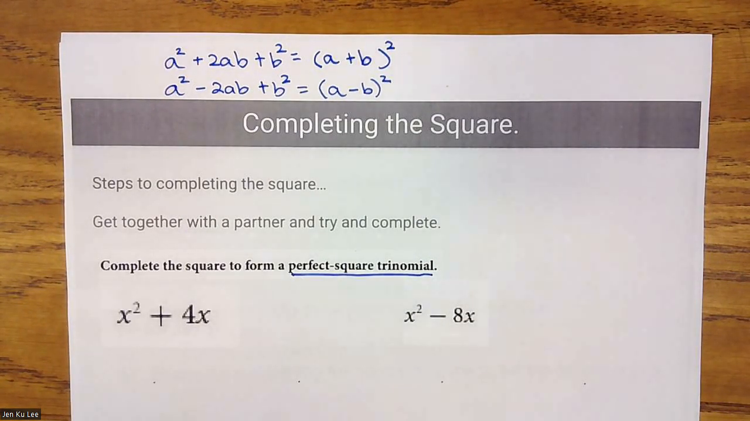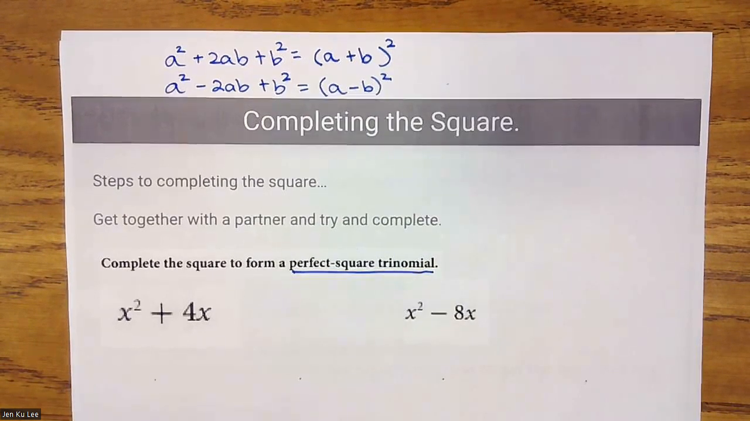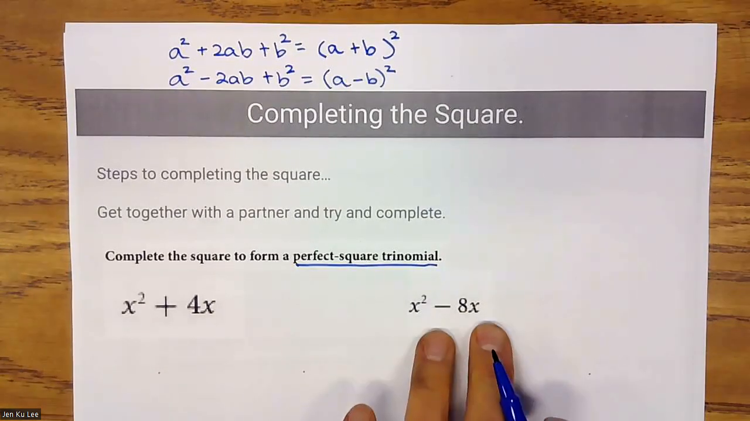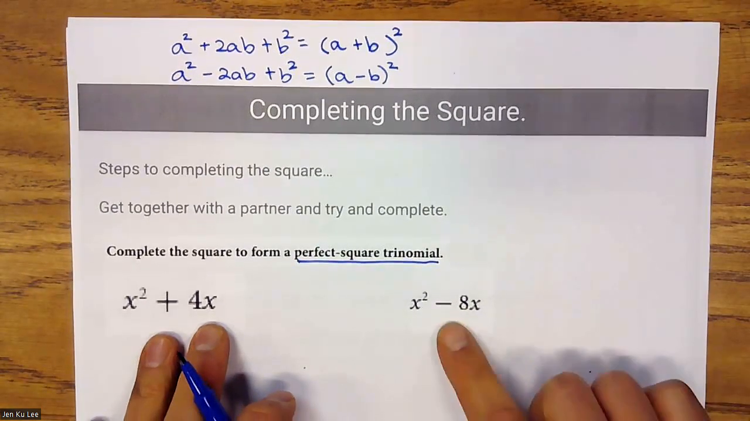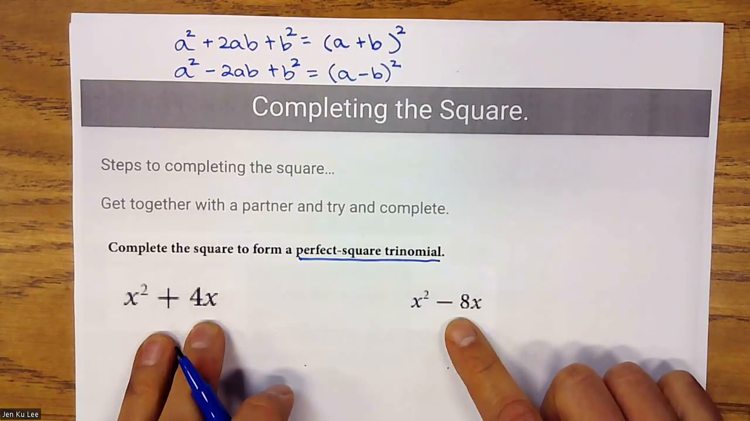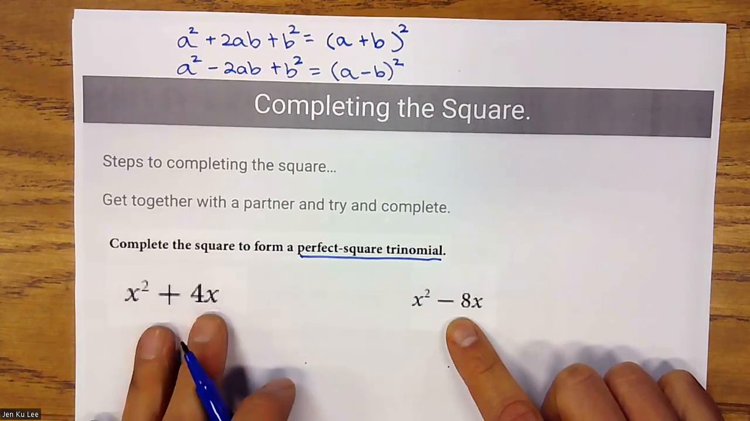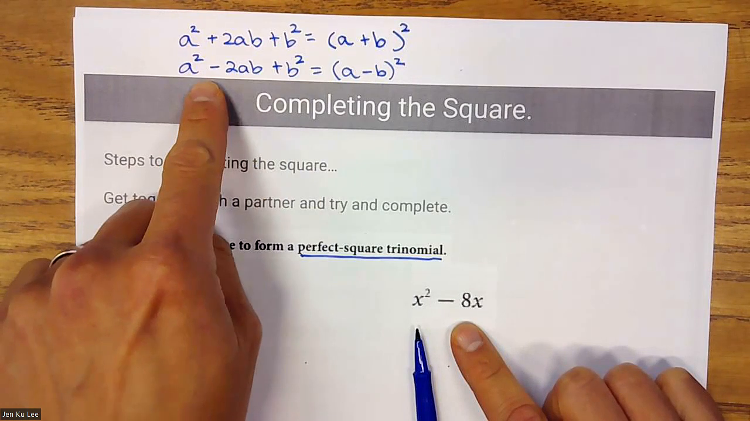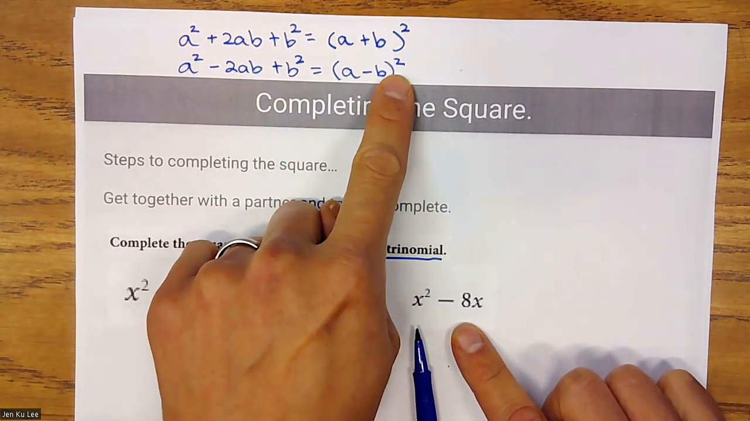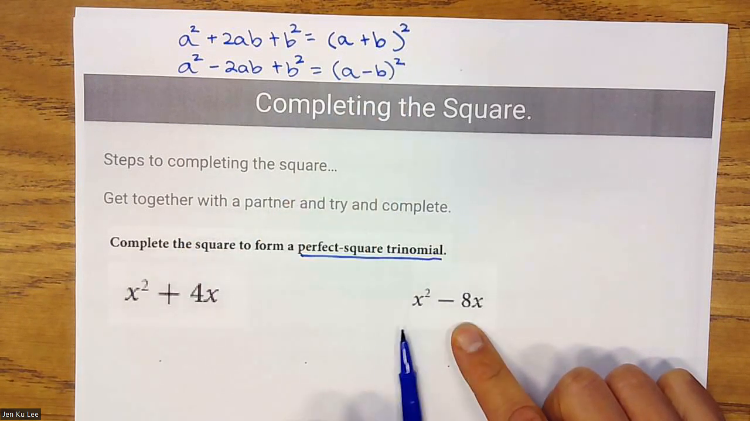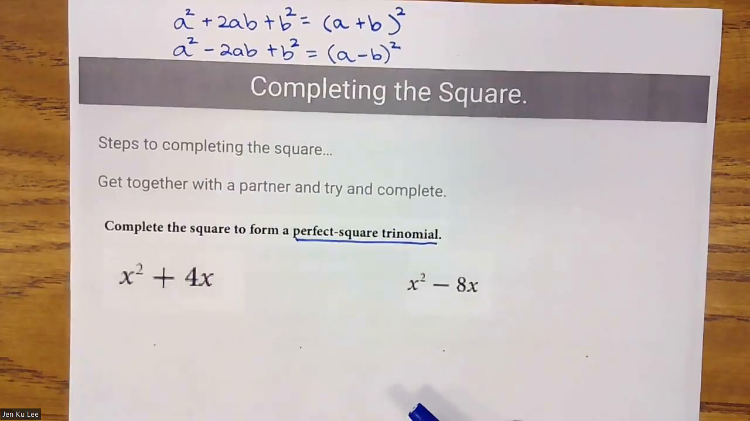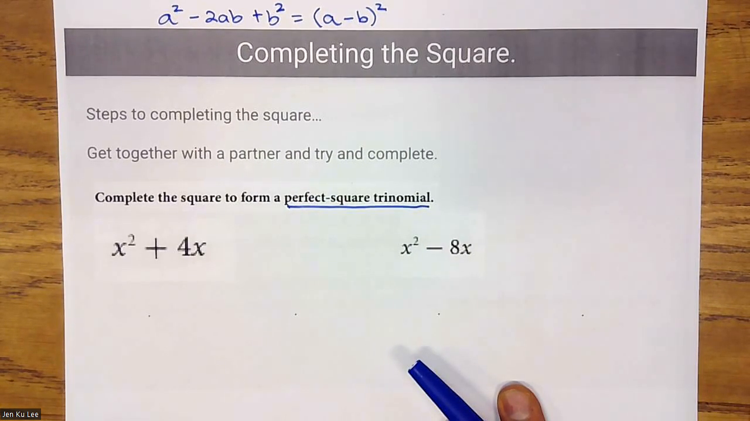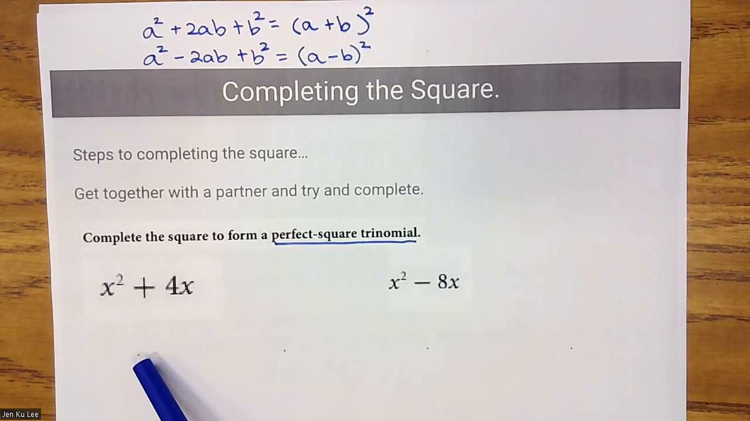What I want you to do is get with a partner and try to complete this perfect square trinomial. I give you only two terms in both examples, right? So essentially, I want you to build that left-hand side of the equation so we can make it into the right-hand side. Okay, I am being vague on purpose. I want you guys to try it out without any assistance. So go ahead and get with a partner and try that out.